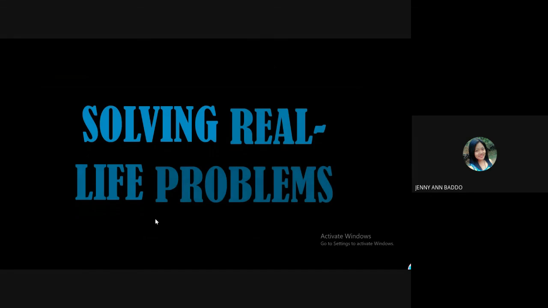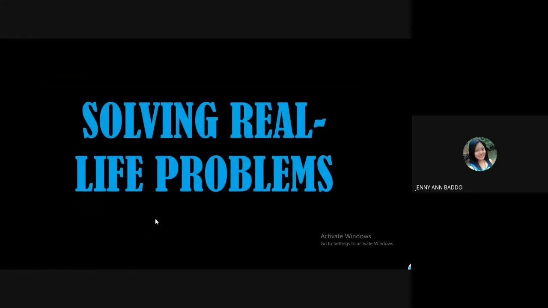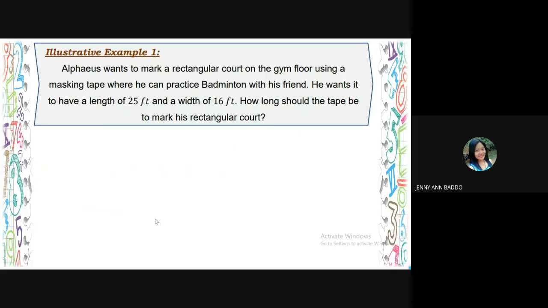Now, how are we going to apply evaluating algebraic expressions in real-life situations? First example, Alpheus wants to mark a rectangular court on the gym floor using masking tape where he can practice badminton with his friends. He wants it to have a length of 25 feet and a width of 16 feet. How long should the tape be to mark his rectangular court?